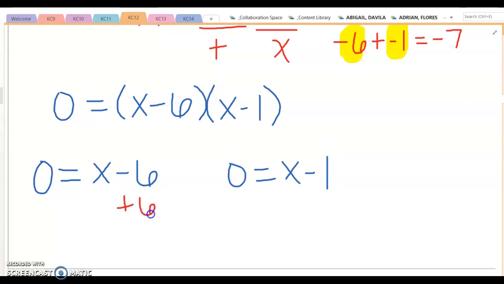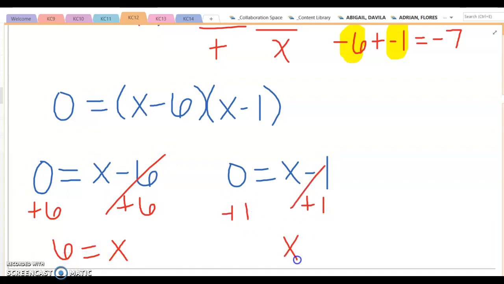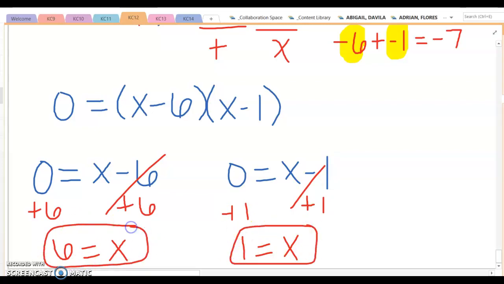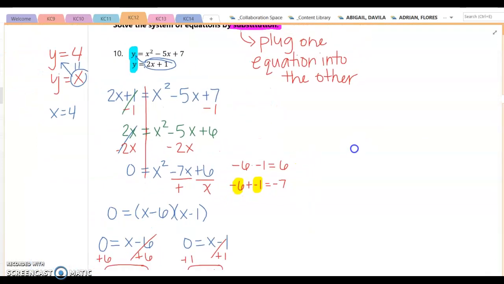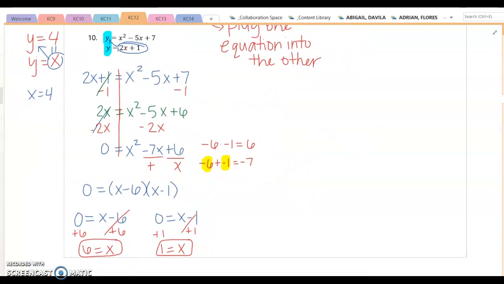We're going to add 6 to both sides. So our first one is that x equals 6, and then we add 1 to both sides, and our second one is that x equals 1. So now we have our two x values. We have to go through and find the two y values that go with them. So we're going to use the equation y equals 2x plus 1, and we're going to plug our two x values into it.